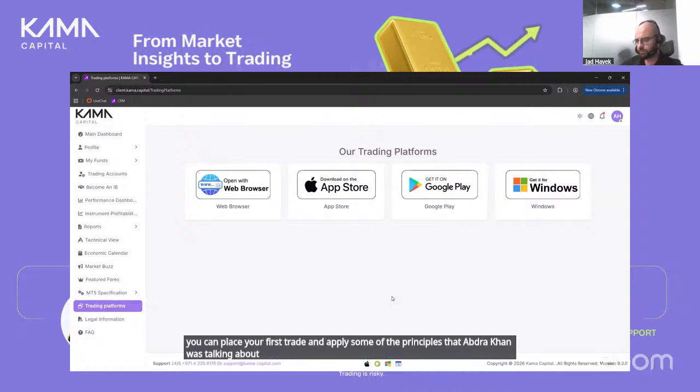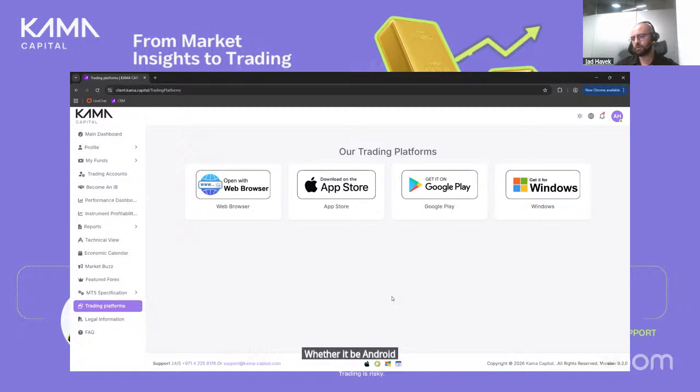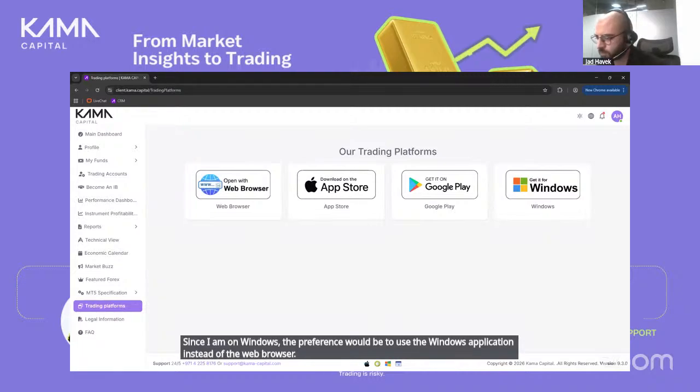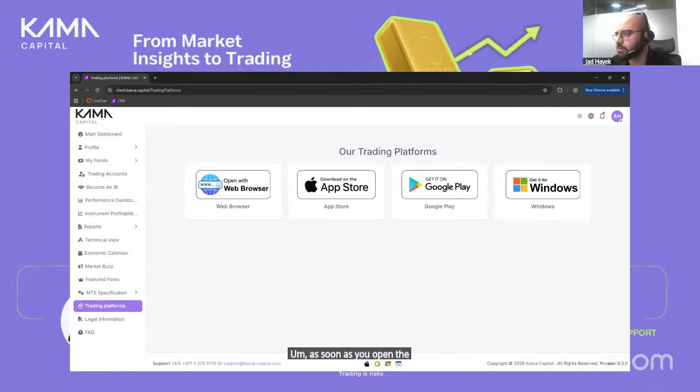In the Trading Platforms tab, you will see that several devices are supported, whether it be Android, iPhone, your Windows PC, or the web browser itself. Since I am on Windows, the preference would be to use the Windows application instead of the web browser. I'm going to share the screen now.